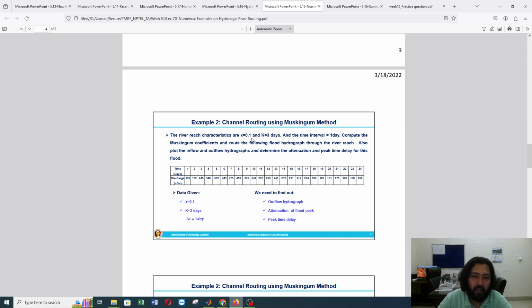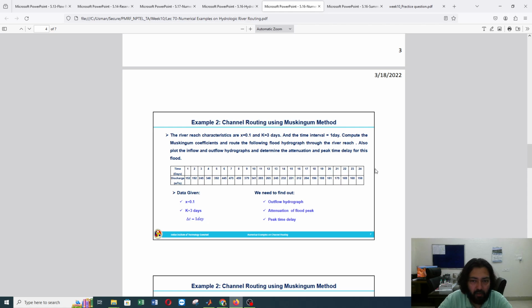So they have given the value of x, k and delta t. They are asking us to compute the Muskingum coefficients, that is C1, C2 and C3, and route the following flood hydrograph through the river reach. Also plot the inflow and outflow hydrograph and determine the attenuation and peak time delay for this flood.